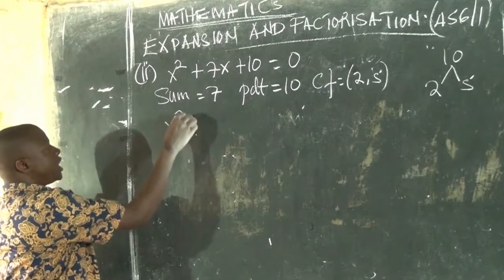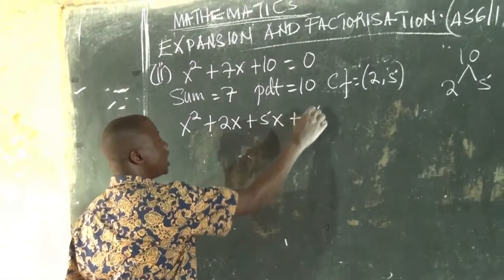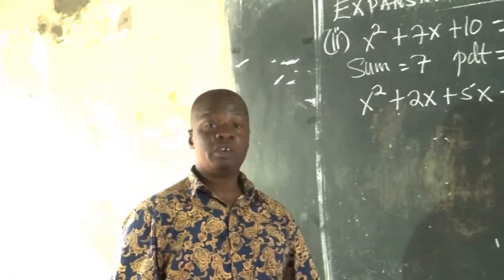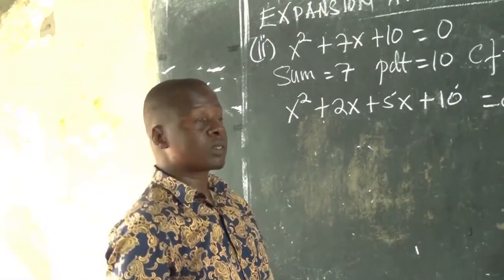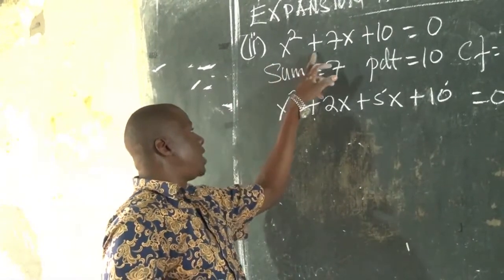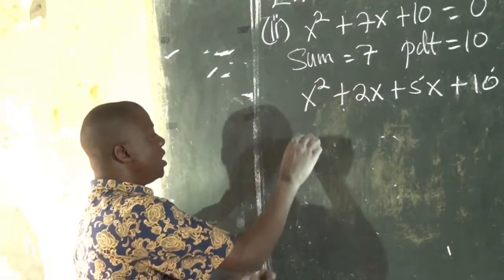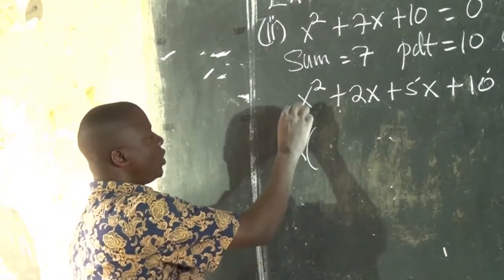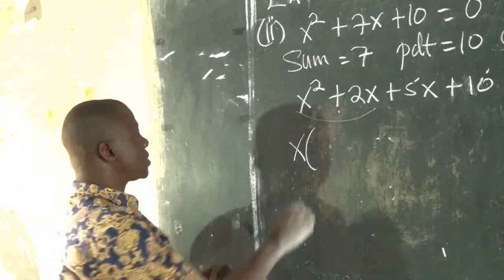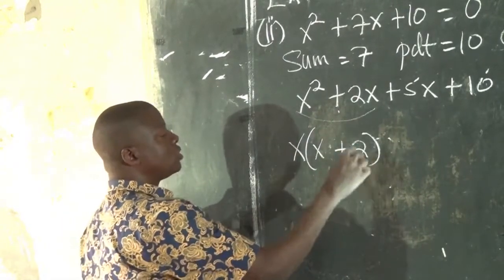We have x squared plus 2x plus 5x plus 10 equal to 0. Remember, we are looking for the values of x, or the roots of the quadratic equation in the form x squared plus 7x plus 10. Now look at the first two terms. There is the x. When you look at these two, we have x divided by x, it is x. 2x divided by x gives a plus 2.